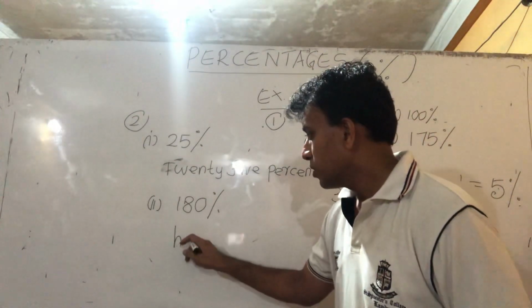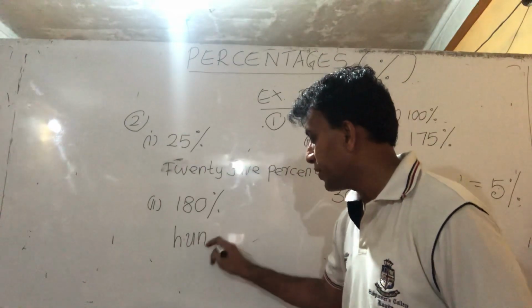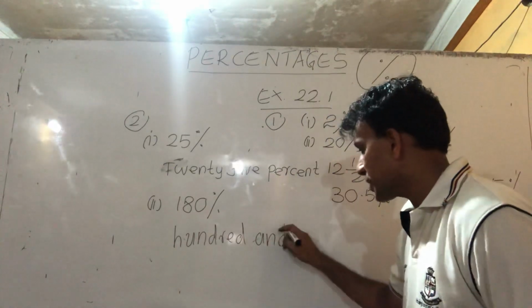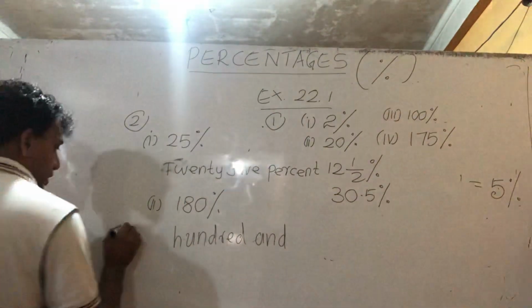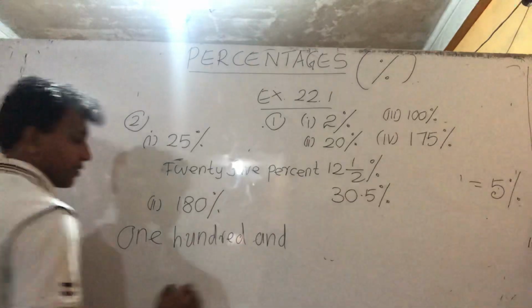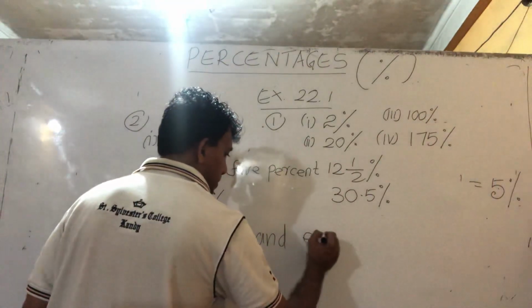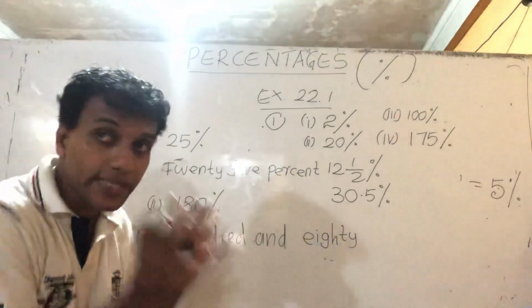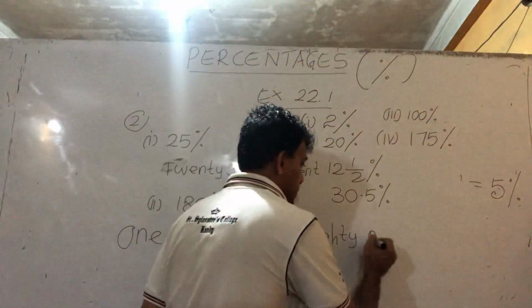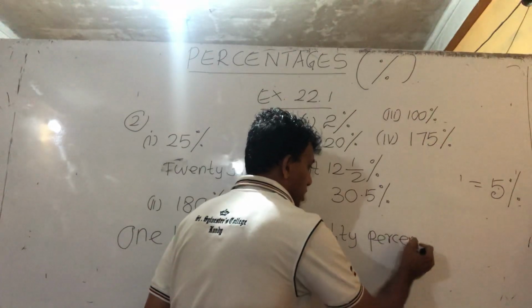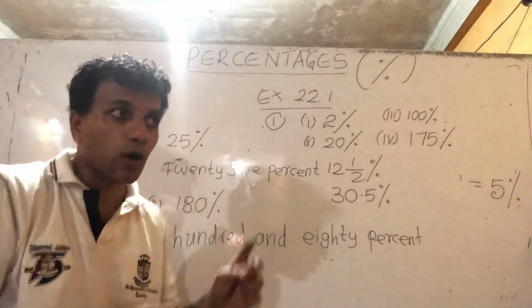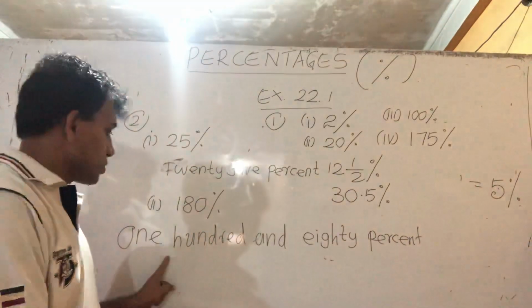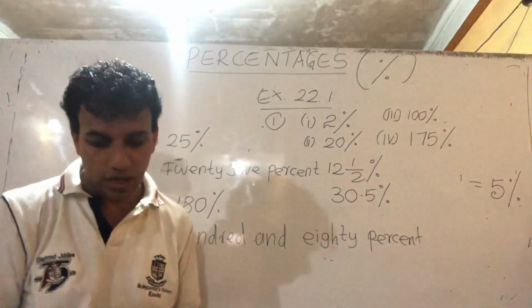180%. Let's say 100. 180, not only 180, write the word percent also. Percent, right? Therefore, I hope you can write. You learned in grade 6 how to write the number into word form and into digit form. Okay. So 180%. What is the last one?